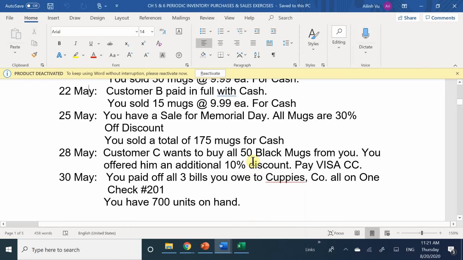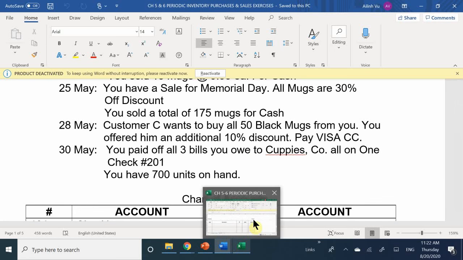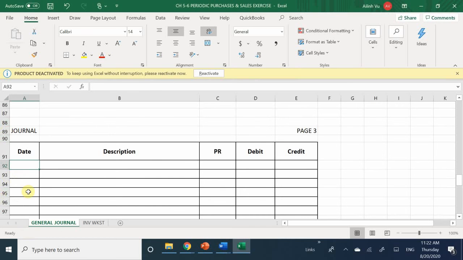And here on May 25th, you have a sale for Memorial Day. Yay! All mugs are 30% off. So on that day, you sold a total of 175 mugs for cash. All right, so how do we journalize this one this time? Is this going to be at the $9.99? I know most of them have, but it just says.